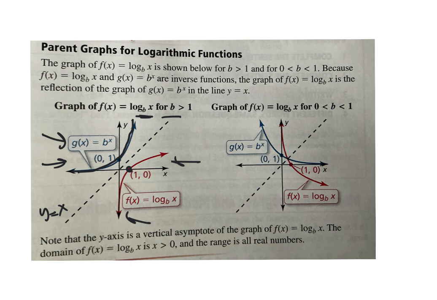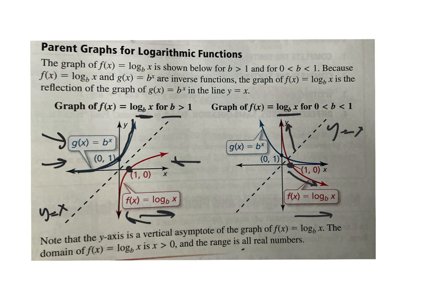Now, if b is less than 1, or your base is less than 1, it's going to go the other direction. It's still going to pass through 1, 0, but it's going to get closer to the y-axis going that way and go down that direction. Again, it's a reflection over the line y equals x, as always. The domain is going to be everything greater than 0, and the range is going to be all reals because it's going up and down forever.